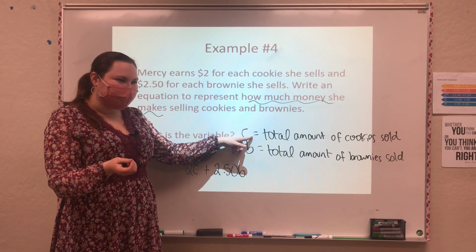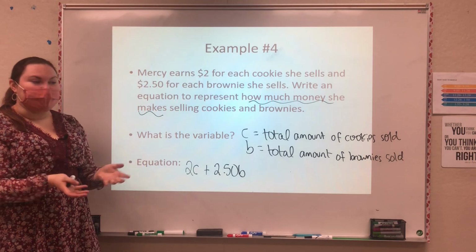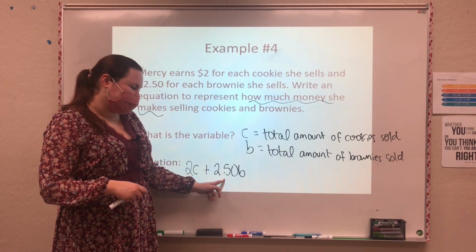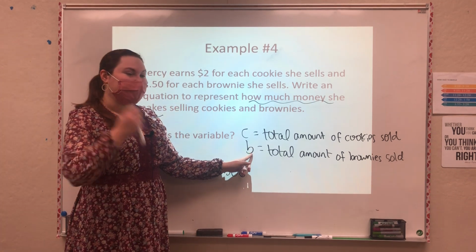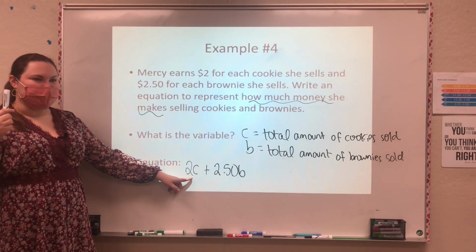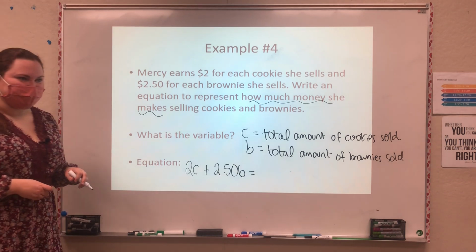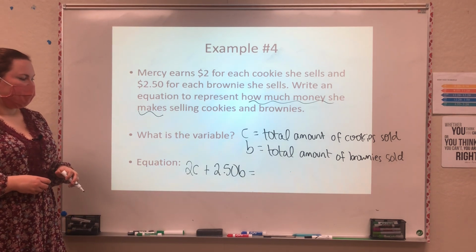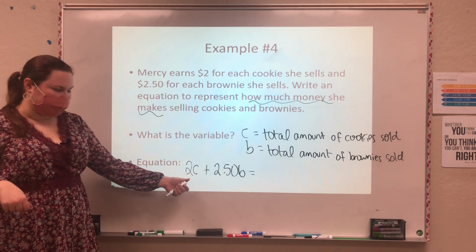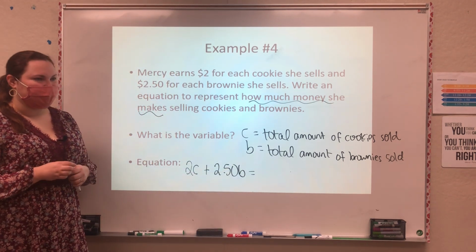C is how many cookies she sold. So let's pretend she sold 5 cookies. If I multiply it by the $2, then I'm figuring out how much total money she made on those cookies. Brownies, same idea. Yep, the $2.50 times the number of brownies is figuring out the total amount of money she's making. So when we add up the total amount of money she makes from the cookies plus the total amount of money she makes from the brownies, that's going to give us... Give me words. If we add up the total amount of money she makes from cookies plus the total amount of money she makes from brownies, what do I find when I add those numbers together?